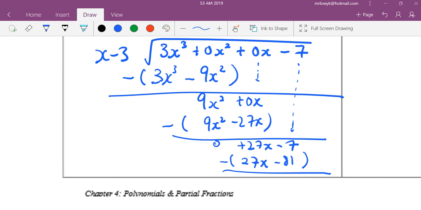See? Refuse to use calculator. What's the answer? Plus 74. Can I divide? Can I remove 74? Cannot already. There's an x there. There's no way I can remove 74. Then I stop here. So what's the answer?